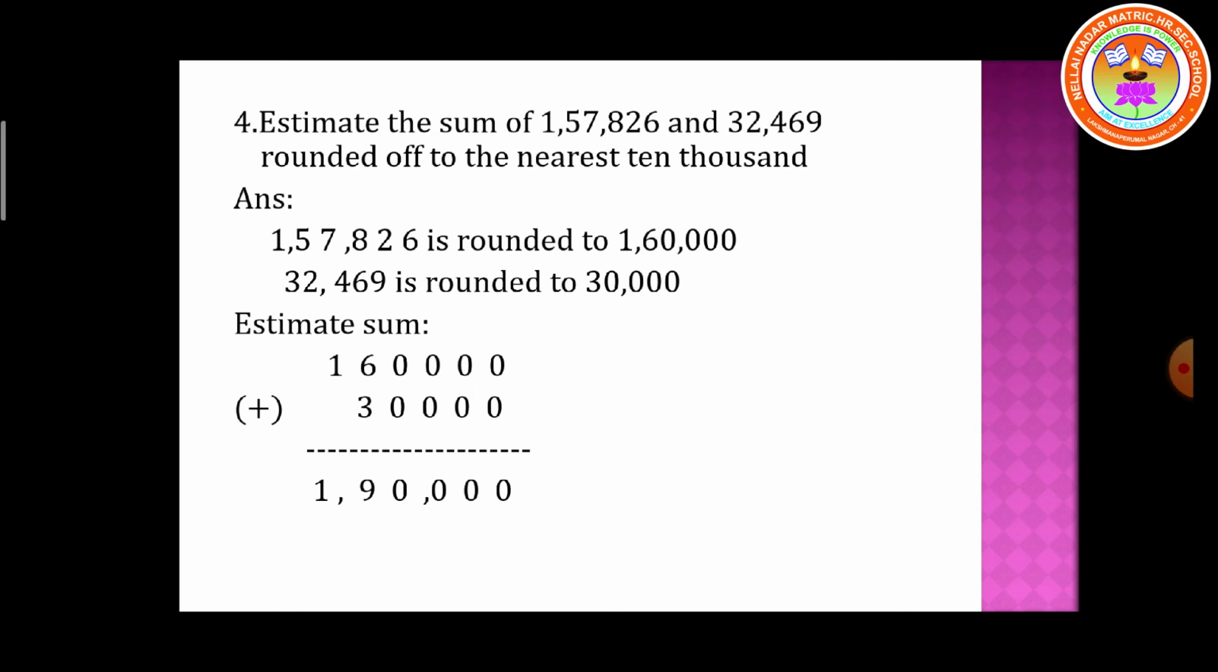Now already I explained to you, they asked you to estimate the sum. What is the meaning of sum? Addition. So we have to add. So 1,60,000 added with 30,000. So your final answer will be 1,90,000. Have you all clear children? I hope that you are all clear. Shall we move on to the next problem? Yes.